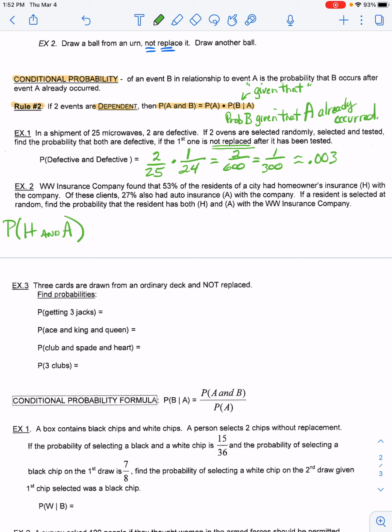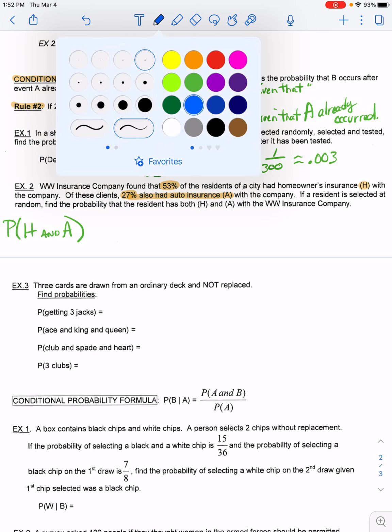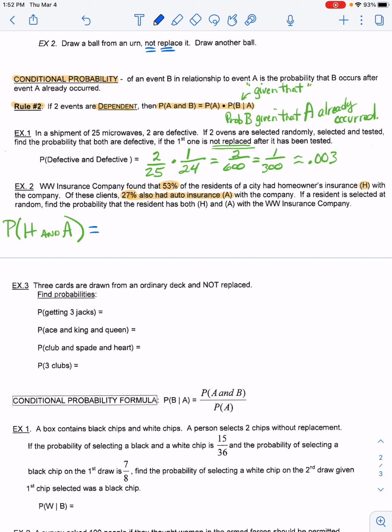Okay, well, homeowners, let me see here. Homeowners, 27%, nope, I lied. 27% is auto, my bad. 53% is homeowners. You'd think I'd have the answer since I wrote the question, right? Okay, so we'll do 0.53 times 0.27, and we get 0.143, and there's your probability of both. All right. Okay, very nice.